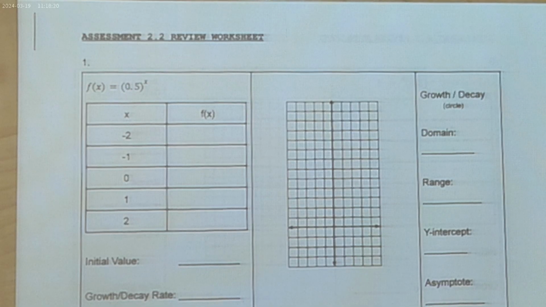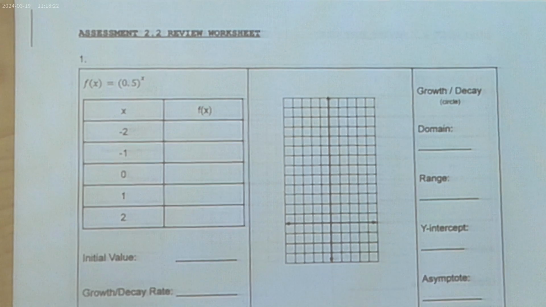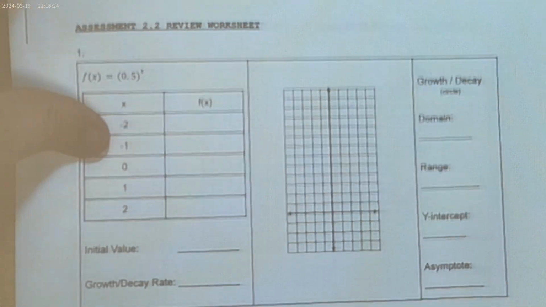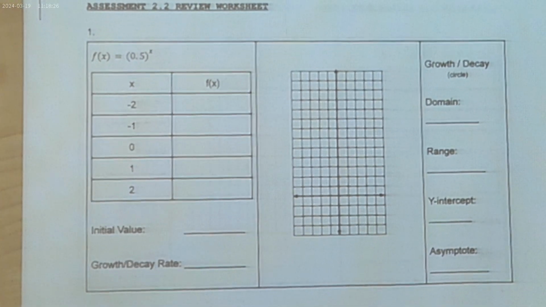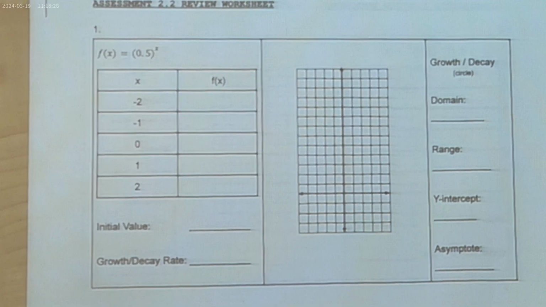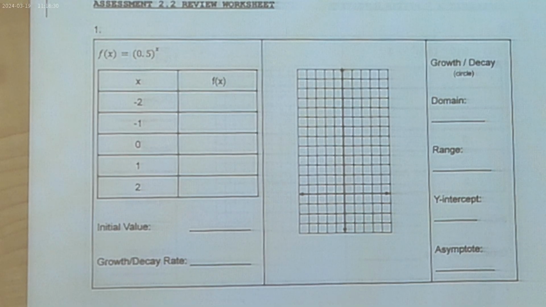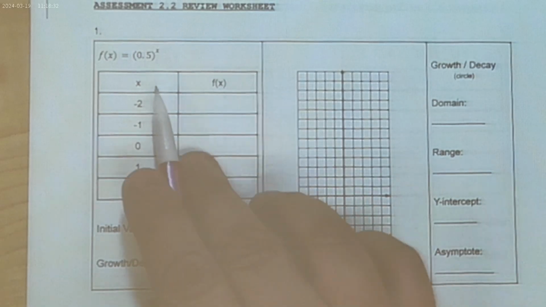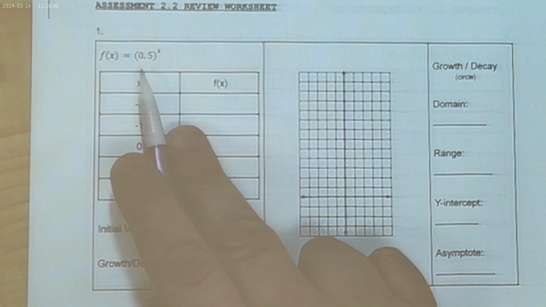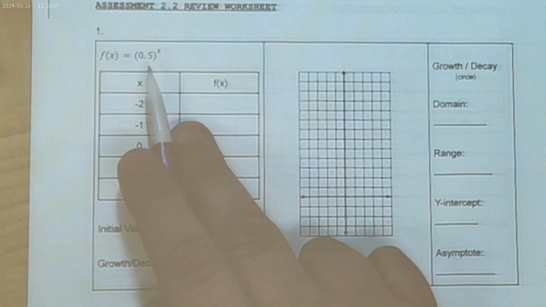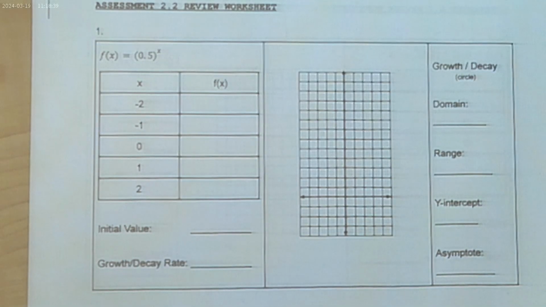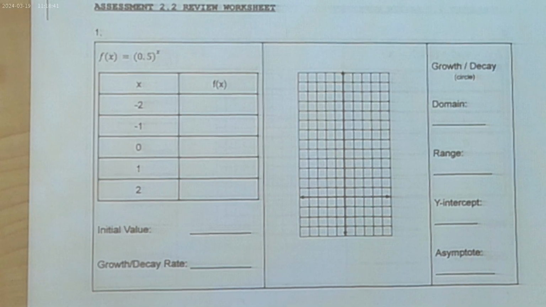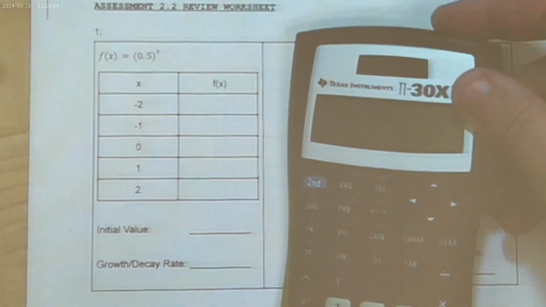This is another series of graphing papers. So this whole paper is just graphing. We're just going to get a lot of graphing practice in with this one. So what we do first, we take a look at our equation. We've got f of x equals 0.5 to the x power. So it's going to be a pretty straightforward equation, pretty straightforward calculation.